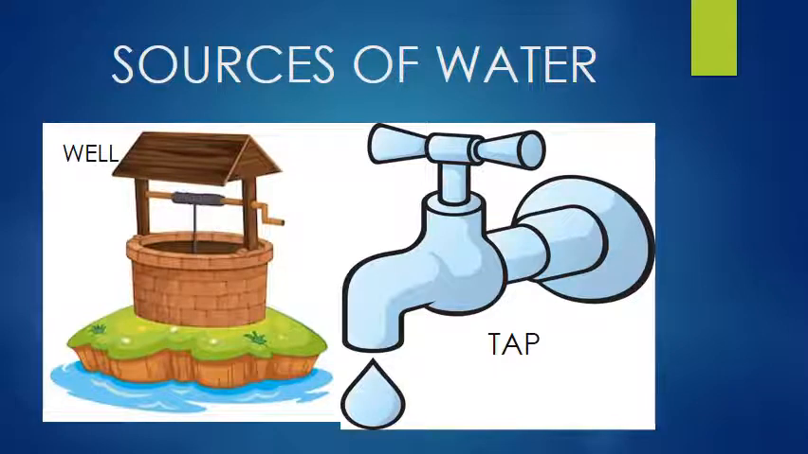Sources यानी वो जगह जहाँ से हमें पानी मिलता है. Places from where we get water. Well, as you can see, this is a well. W-E-L-L, well. गांव में बहुत सारी जगहों पर people are still using wells and they take water from the well. In our houses, we have this tap. Most of us get water from the tap.